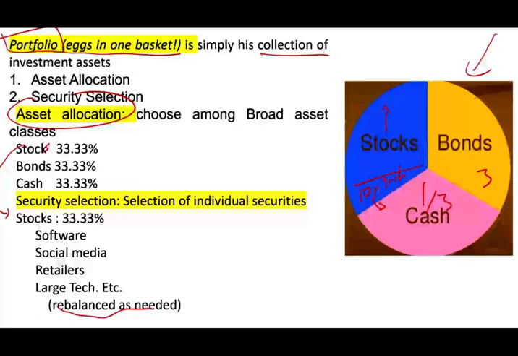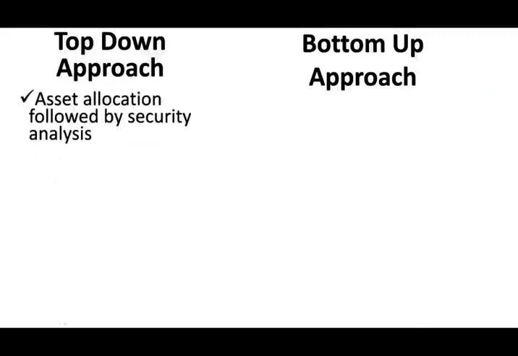Now, how do we conduct our security selection? We have two approaches. We have the top-down approach and we have the bottom-up approach. Let's look at the top-down approach, where we have asset allocation first. We determine what our asset allocation is. Then it's followed by security analysis. Then we look at specific stocks that we want to invest in.